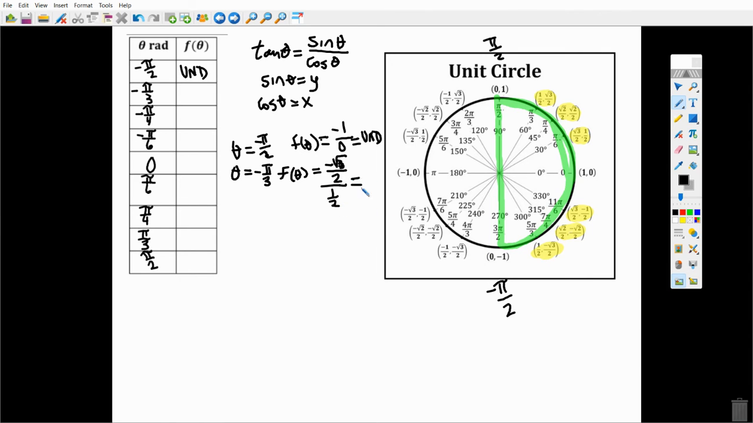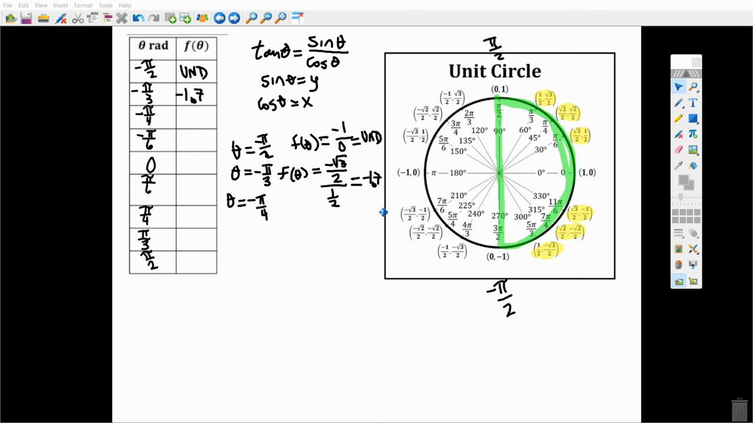And if I type that in my calculator, negative square root of 3 divided by 2, and then divide that by 1/2, you're going to end up with negative 1.7. And that goes here, negative 1.7.